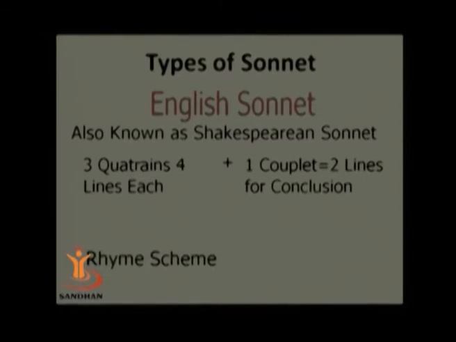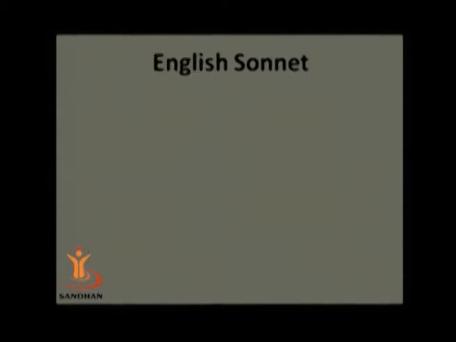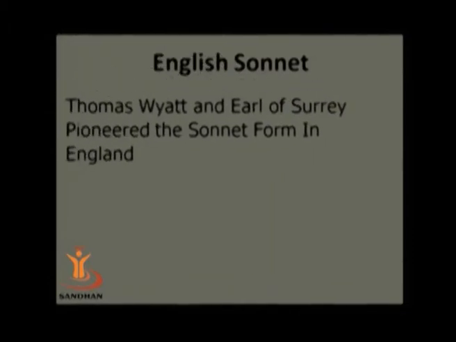The rhyme scheme of a Shakespearean sonnet is slightly different, as it is AB, AB, CD, CD, EF, EF, GG. The couplet generally rhymes in a very similar way, that is, both the lines rhyme with each other in the couplet, and that concludes the entire idea or the entire thought process that has been discussed in the sonnet.